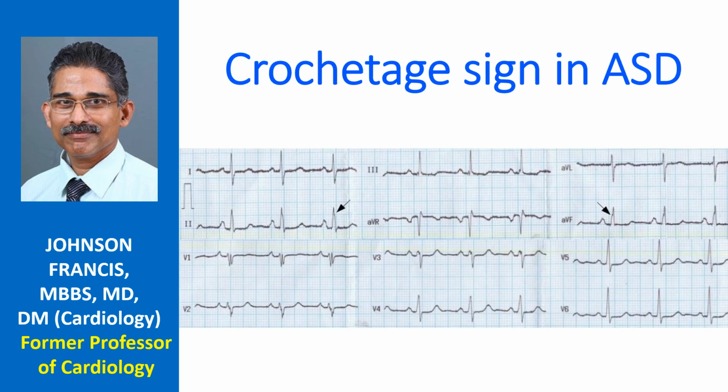Crochetage sign in ASD manifests as notching of the R wave near the apex in inferior leads, marked by arrows. Sharp P waves in V1 and 3 mm tall P waves in lead 2 suggest right atrial overload. rSR'S' pattern in V1 is suggestive of right ventricular volume overload.